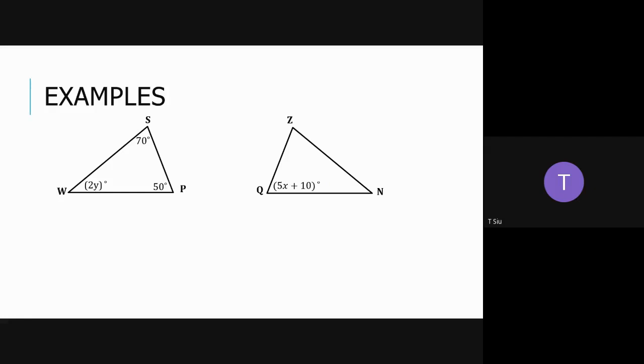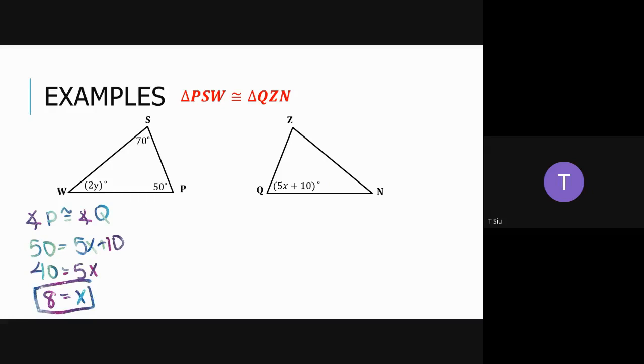In this example, I am given that triangle PSW is congruent to triangle QZN. Pause the video now to try and solve for the values of x and y. First, I've noticed that angle P and angle Q are congruent to each other. That means that they have to equal each other as well. So I'm going to use the equation 50 equals 5x plus 10, and x is equal to 8.